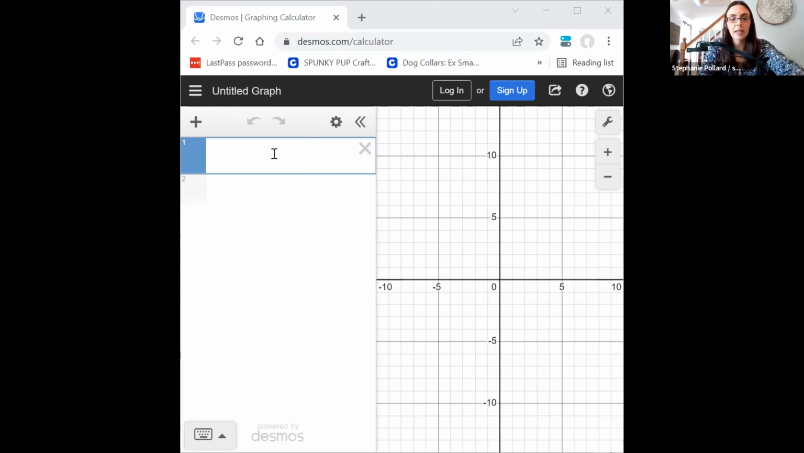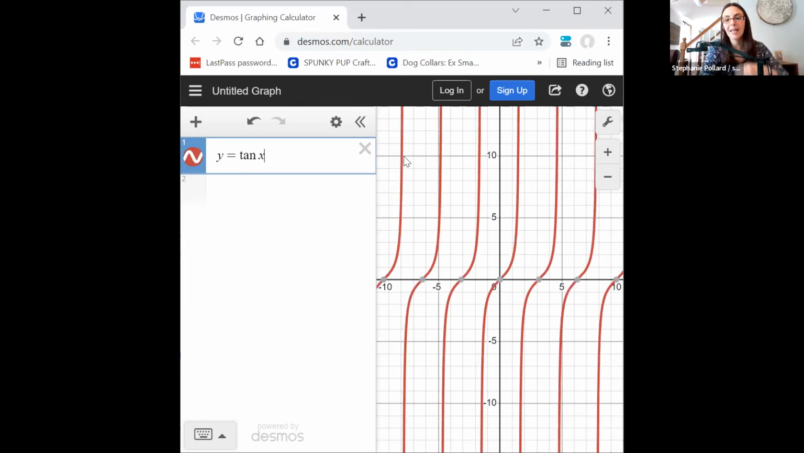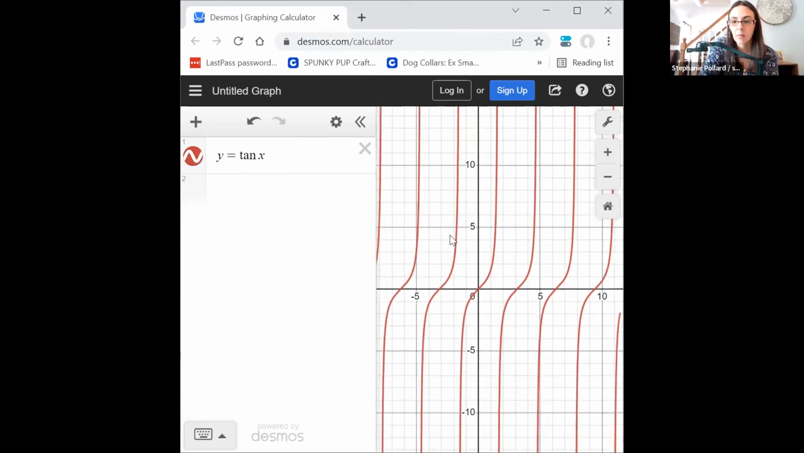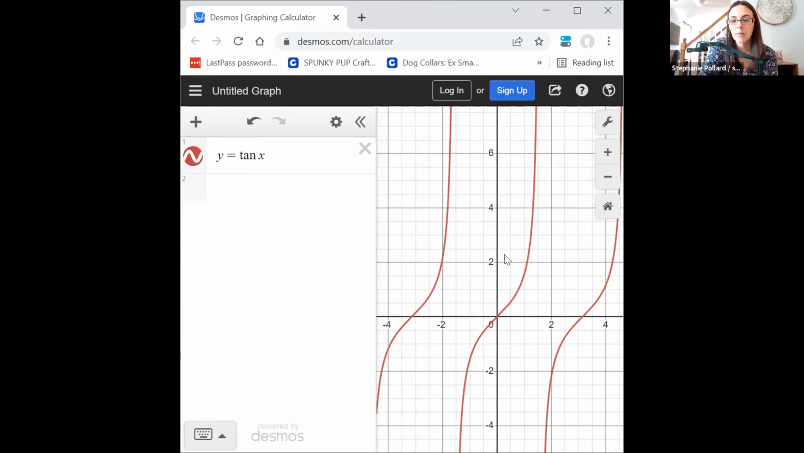So here again is going to be the graph. So I'm going to do y equals tangent of x. And you can see it's, we'll zoom it in a little bit there maybe. Let's see if I can get this to, I'll move it a little bit. Oh, there we go. So I zoomed in a little bit and you can see that same pattern just repeats over and over and over again. And you do have these vertical asymptotes there.